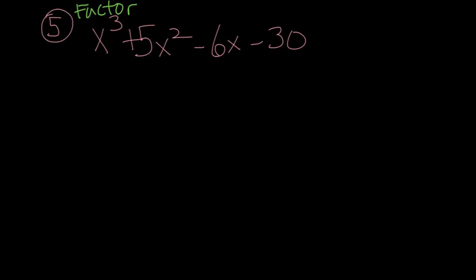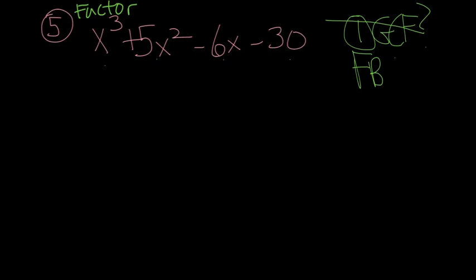Our fifth example asks to factor x cubed plus 5x squared minus 6x minus 30. Again, greatest common factor anytime you're asked to factor. We can almost take x out of everything, but we can't take it out of that 30. Nothing we can take out of everything. Then since we've got 1, 2, 3, 4 terms, we're going to factor by grouping.